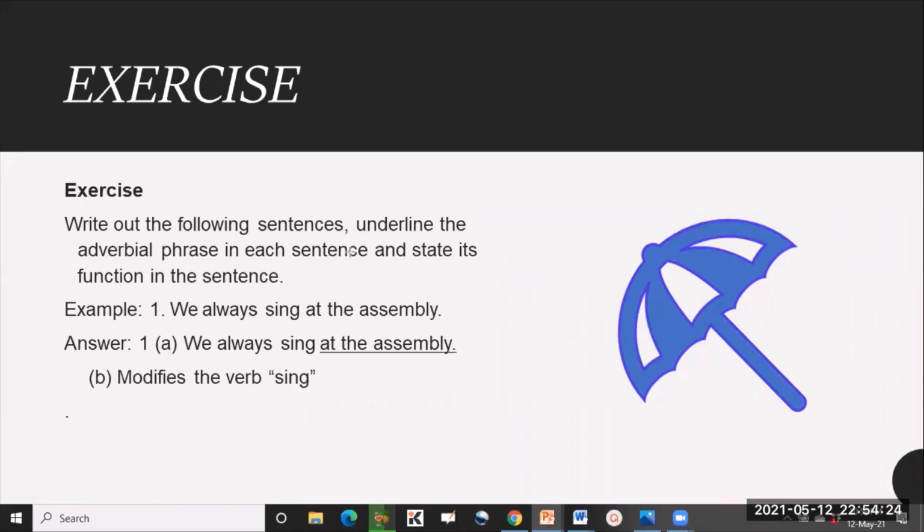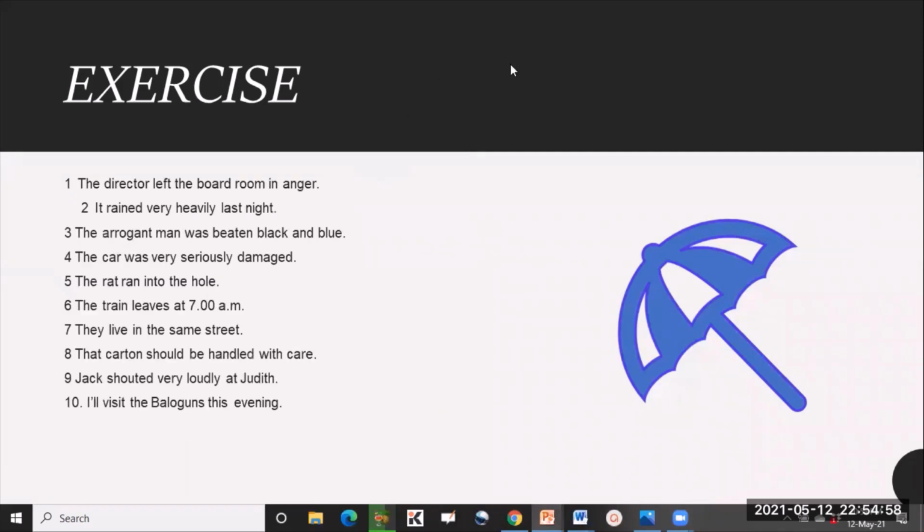Okay, write out the following sentences, underline the adverbial phrase in each sentence, and state its function in the sentence. For example, we always sing at the assembly. Answer: A, at the assembly is the prepositional phrase, and then B modifies the verb sing. So you can see the function stated here. It's a verb modifier. It modifies the verb sing. All right. Then let's look at the exercise.